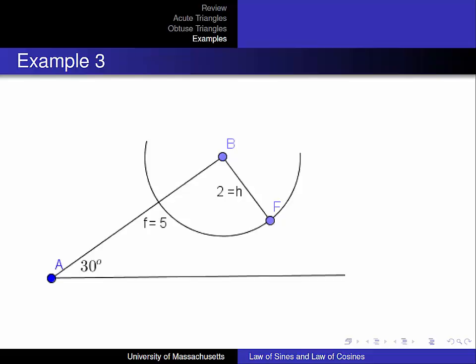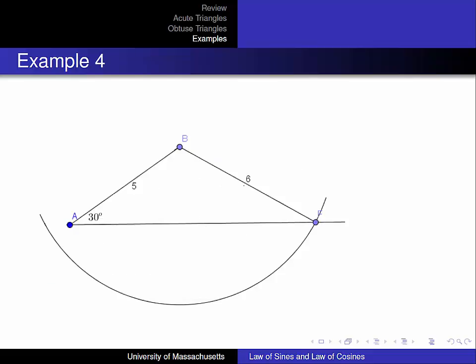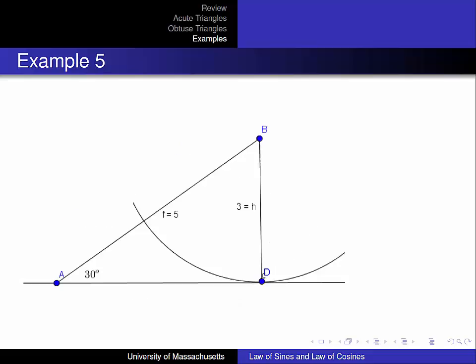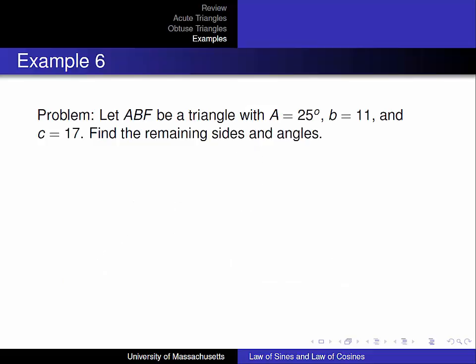Now, there are some other cases that we can consider. If we're given a problem where the angle is 30 and the sides are 5 and 6, there's only one solution to the problem. You see that the side 6 is long enough that it's only going to intersect the ray coming out of point A at one point. Again, if the side has length 3 and hits the ray coming out of A at a perpendicular angle, or a 90-degree angle, it's again only going to give one solution.